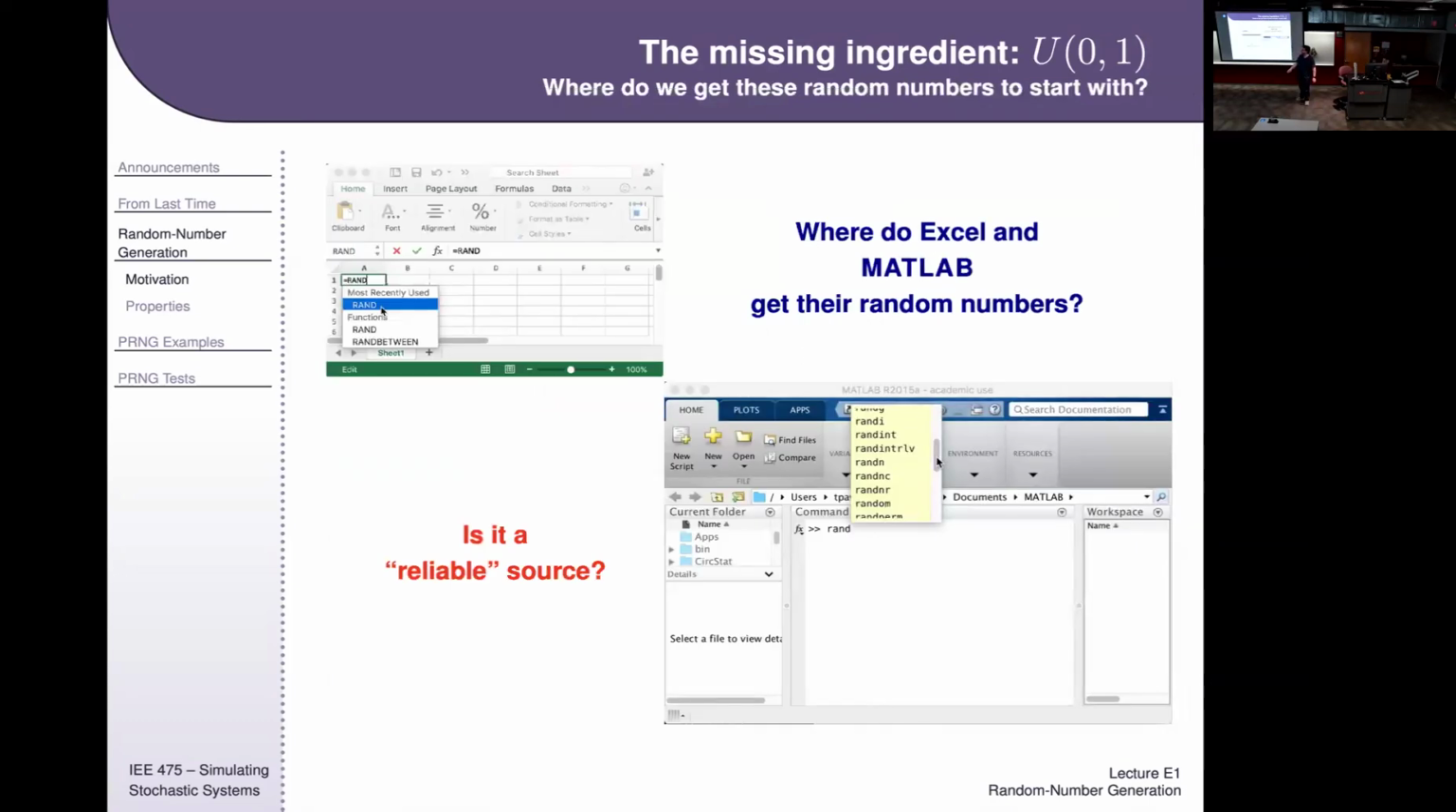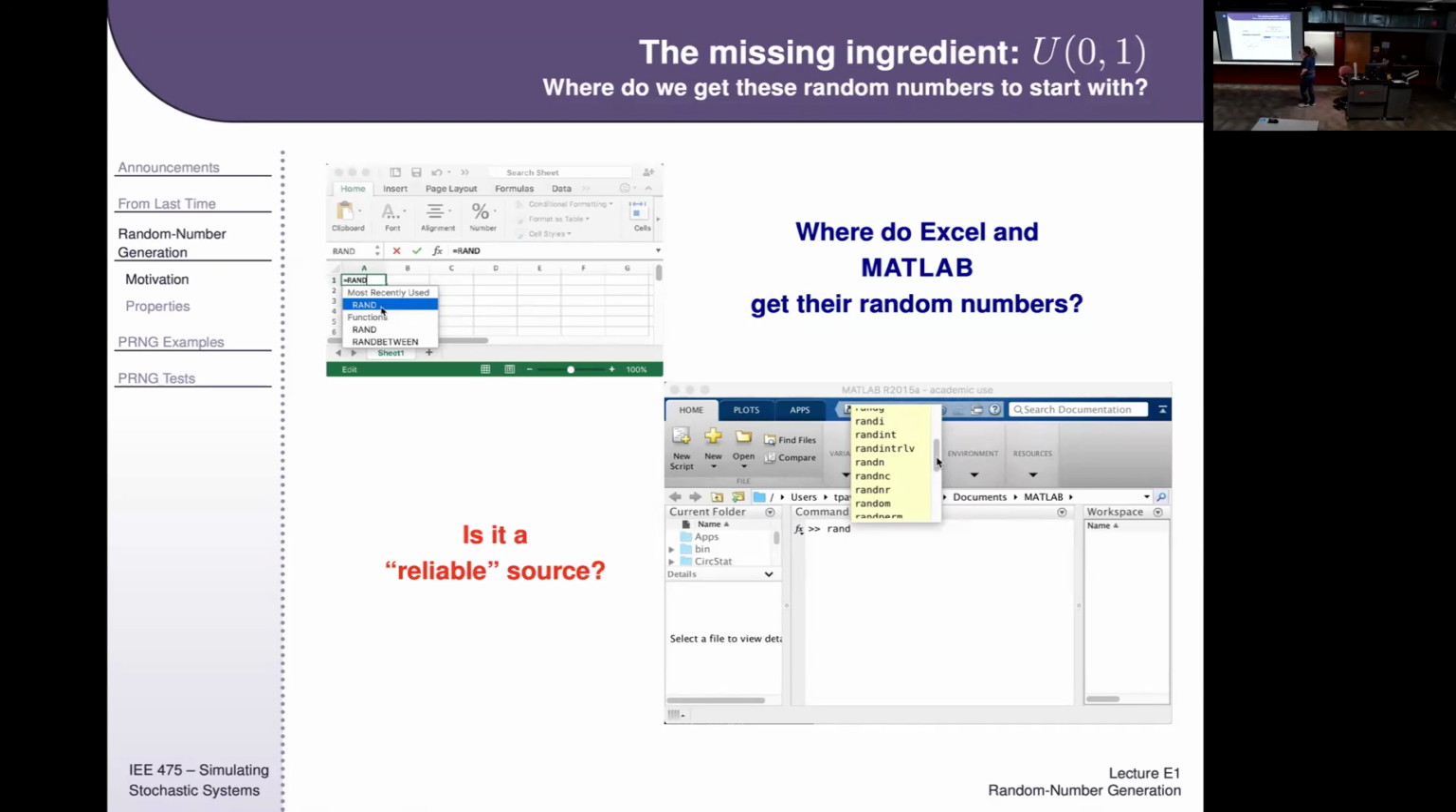We have random numbers built into Excel, for example, the rand function, and some others. MATLAB, for example, has a whole bunch of different ways to draw random numbers, and they definitely both have random numbers and different types of random variates pre-built. But are they reliable? Do we trust them? How are they generating them? That's what we want to know.